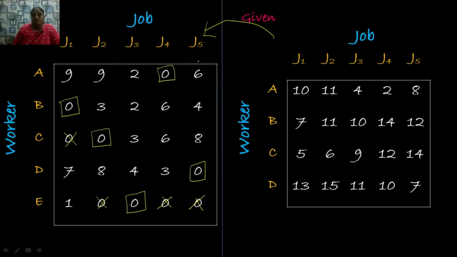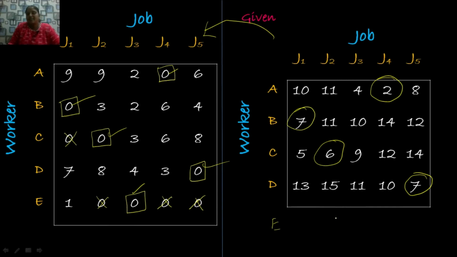Now we have to first write down the cost associated with this position. A to J4, that is 2. Next B to J1, 7. C to J2, 6. And D to J5, 7. And E to J3. So actually it is given as an unbalanced assignment problem. After introducing the dummy row, we convert it into a balanced one and make use of the Hungarian method. So the cost associated with this portion, E to J3, it has 0 cost.